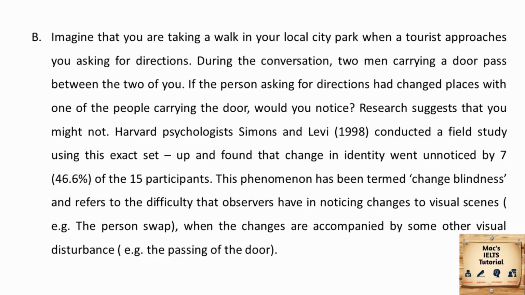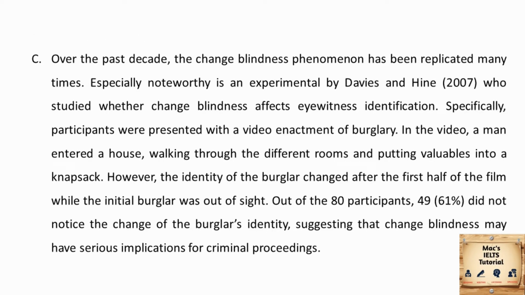Harvard psychologists Simon and Levy conducted a field study using this exact setup and found that the change in identity went unnoticed by 7 of the 15 participants. This phenomenon has been termed change blindness and refers to the difficulty that observers have in noticing changes to visual scenes when the changes are accompanied by some other visual disturbances. Over the past decade, the change blindness phenomenon has been replicated many times.